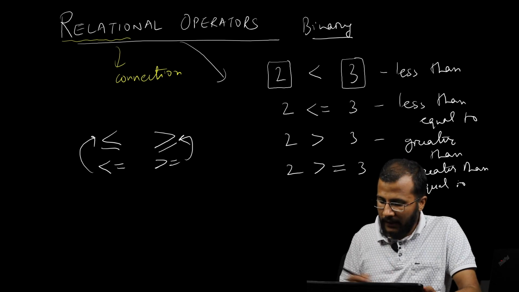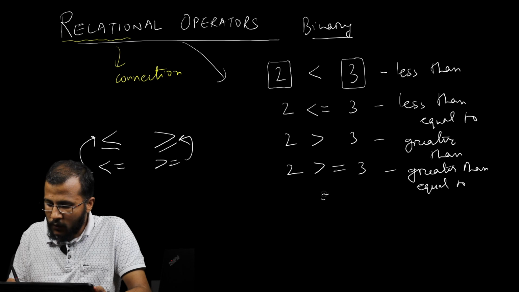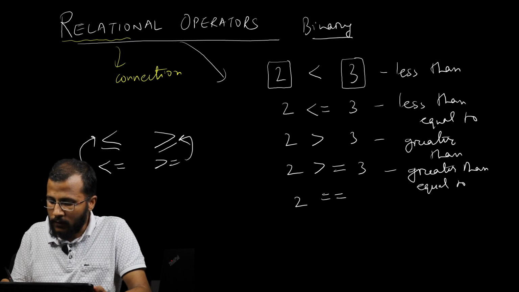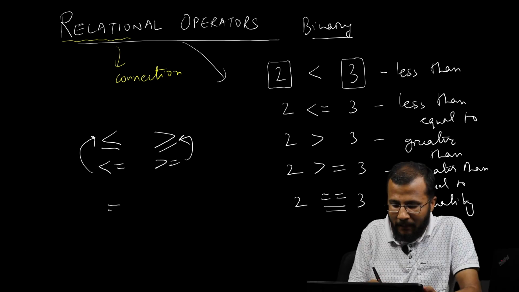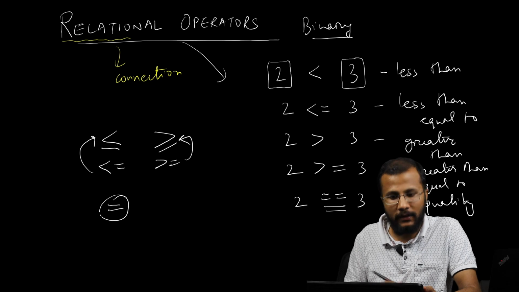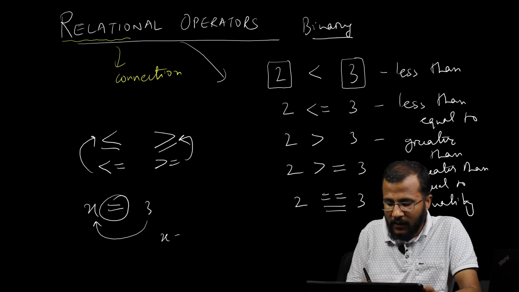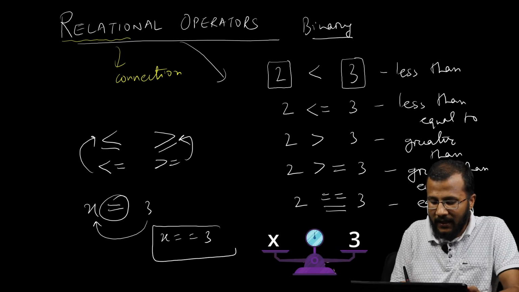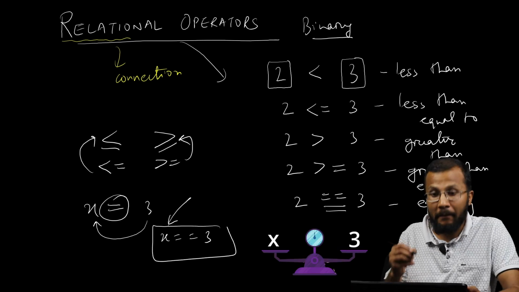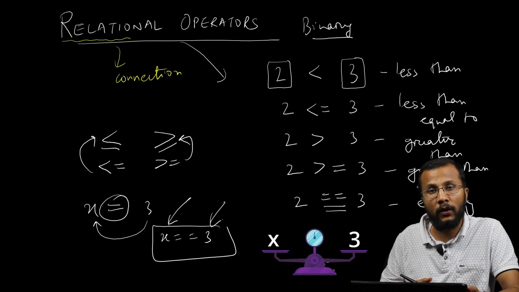Now let's talk about the fifth one, that is equals to equals to. Let's say 2 equals equals 3. This is called equality. Now this operator is not the same as the assignment equals to, right? If I write x equals to 3, 3 will be assigned to x. But if I write x equals equals 3, this will check whether x is the same as 3 or not, whether they are equal or not. If they are equal, the answer is true.